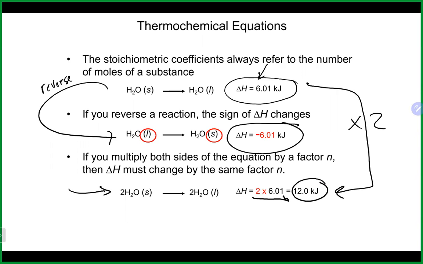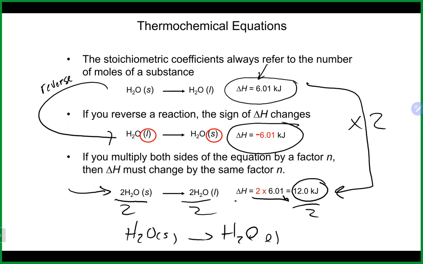The last thing that you could do is divide by a common number. So if we went from the bottom equation back to the top equation, and I divided everybody here by 2, what I would end up doing is ending up with water like the top equation. And I would be back to my 6.01 kilojoules. So if you have to divide an equation by a common number, the delta H value gets divided.